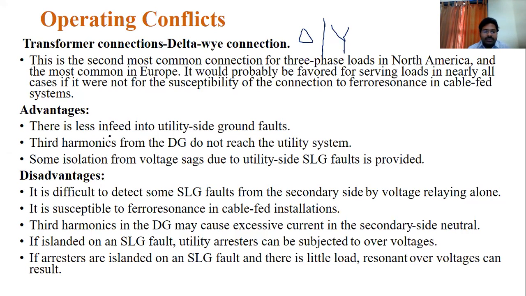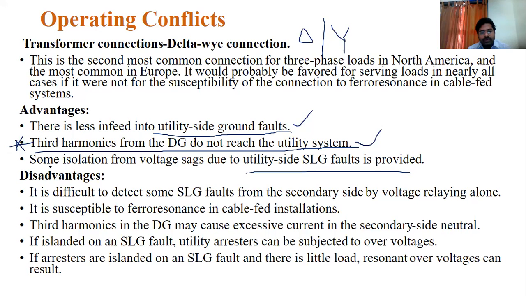There are some advantages. What are some of the advantages? See these different types of advantages. It may stop the ground faults. Then what is the second one? It may be preferable to stop the third order harmonics also. This is a very good point here. It may also provide insulation to protect against voltage sags and all other things.